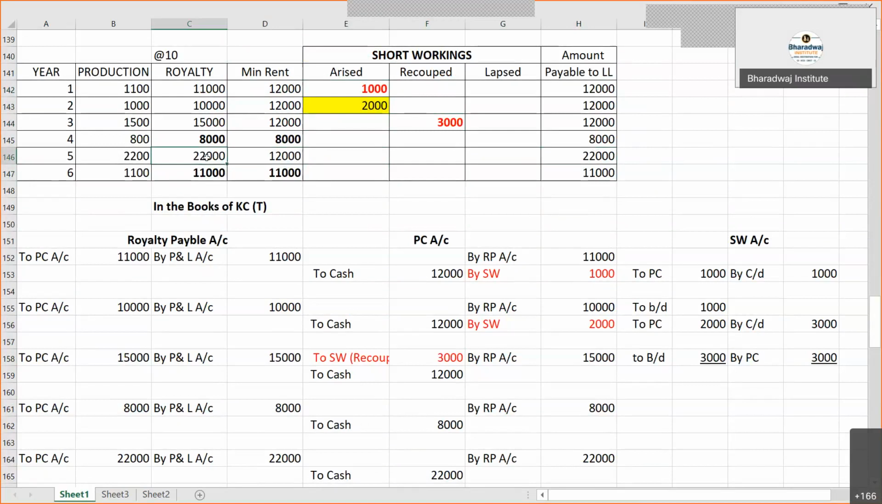Let us assume you are the landlord. You allowed the 1,000 rupees plus this 2,000 rupees to be recovered in the third year. In the fourth year, there is a strike, so you adjusted and got 8,000. 5th year, I produced 2,200 units. So 22,000 is the royalty payable. Will you ask me to pay 22,000 or 12,000? If you think as a landlord, you will get 22,000 from me. That is the royalty value. Because in this problem, short workings were adjusted in the third year itself.